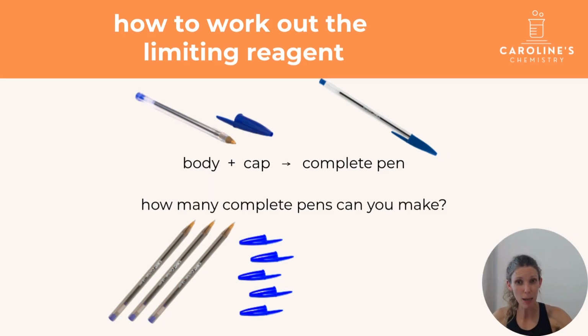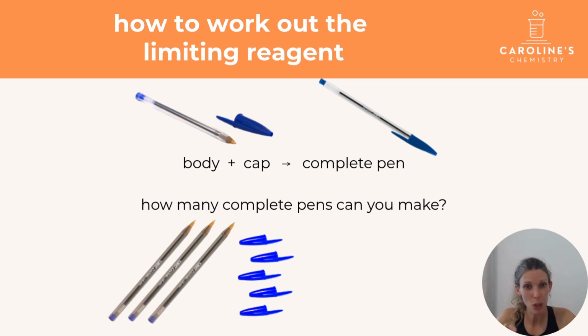Now let's use an example of a pen to begin with to really get this into our heads. I'm going to really build this up step by step for you because it's one of the calculations that a lot of students struggle with. So let's work with one body and one cap making one pen. That is the same as saying it's a 1-to-1 ratio. One body, one cap makes one pen.